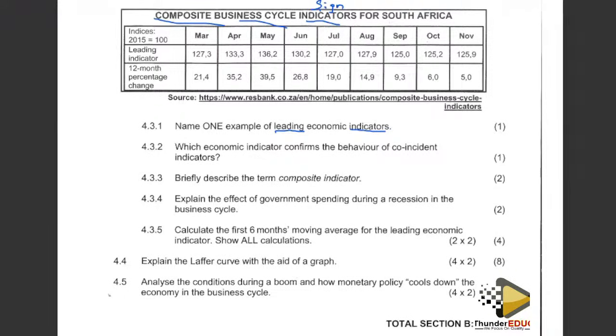So now they need us to give a different set of examples. Even though the question needs us to give one, I'll try by all means to give as many as possible. So now number one, you can say the number of new vehicles sold. Number of new vehicles sold can be an example of leading indicator. Also, we can talk of the number of building plans approved, can also be an example of leading indicator. Also, we can refer to the job advertising space used by job advertisements, also can be one of the examples.